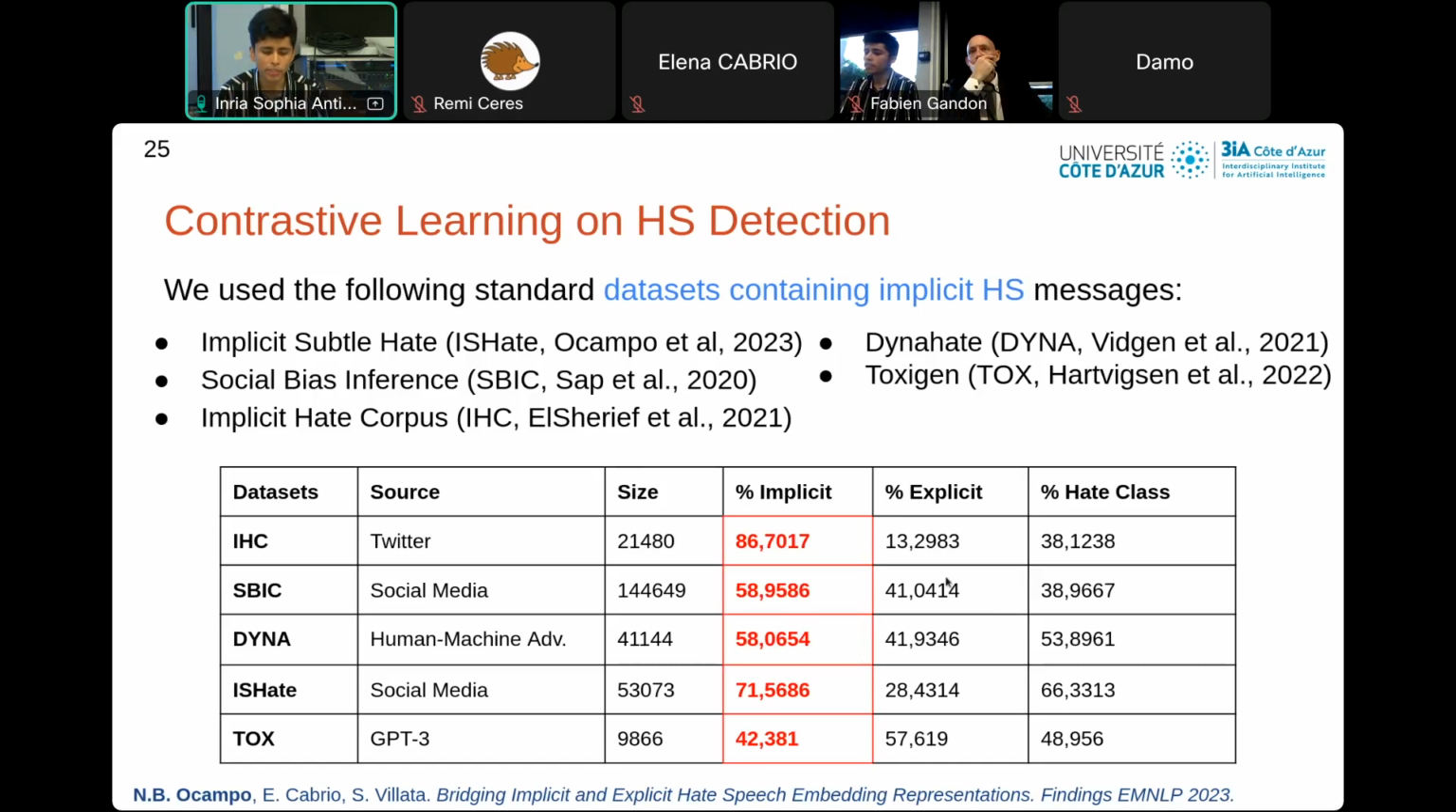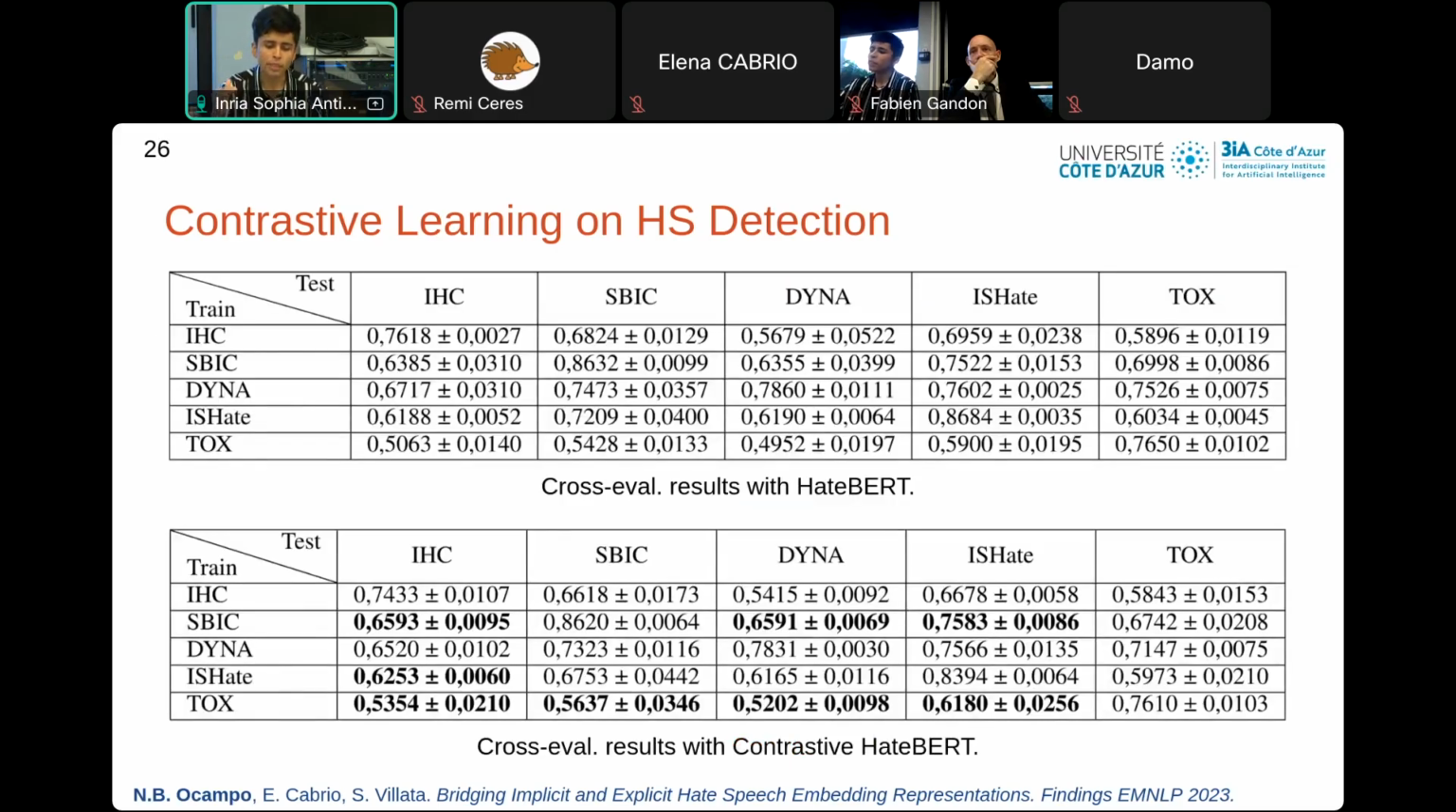So well, this is the percentage of implicitness for each of the datasets. And here we have the comparison of HateBERT and contrastive HateBERT, with applying or not the method. Here we could see that there was an improvement in the cross-evaluation setting. For the SBIC dataset, it was performing better on the Implicit Hate Corpus, DynaHate, and the dataset IHC. Similar for ToxiGen, and if we train with ours and evaluate on the Implicit Hate Corpus. So it works for some of the cases and for some other ones it does not.